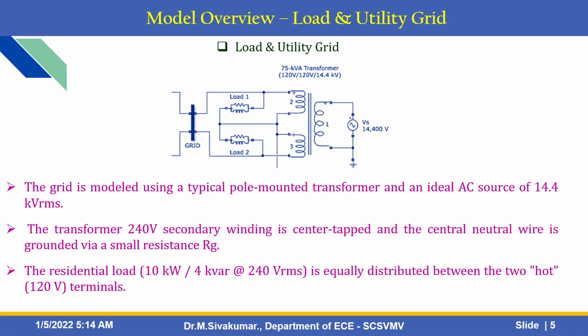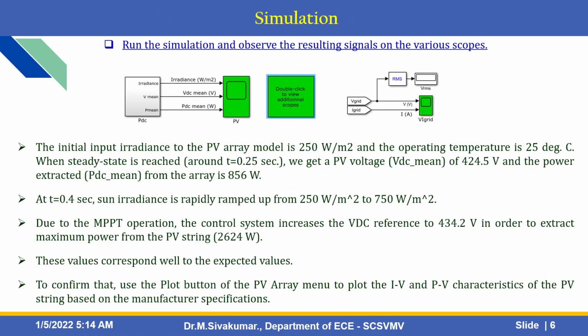Let us look at the simulation diagram. Next is the simulation block. Using it, we can run the simulation and observe the resulting signals on the various scopes. The initial input irradiance to the PV array model is 250 watts and the operating temperature is 25 degrees Celsius. When steady state is reached at around 0.25 seconds, we get a PV voltage of 424.5 volts and the power extracted from the array is 856 watts.